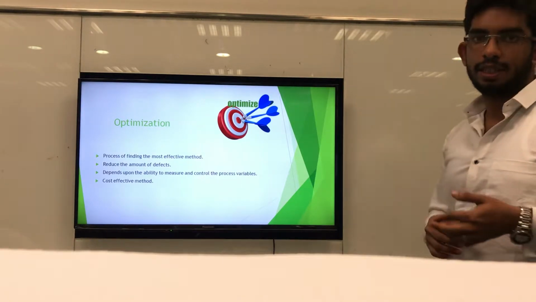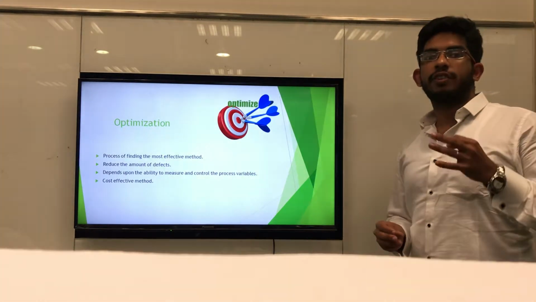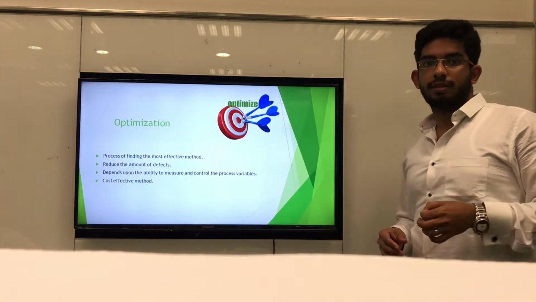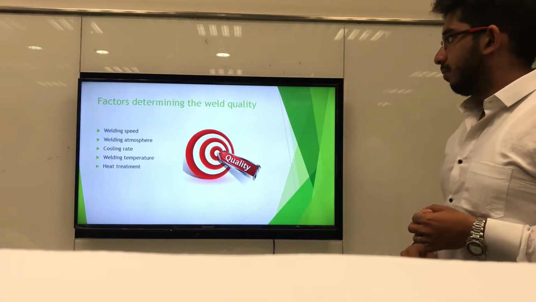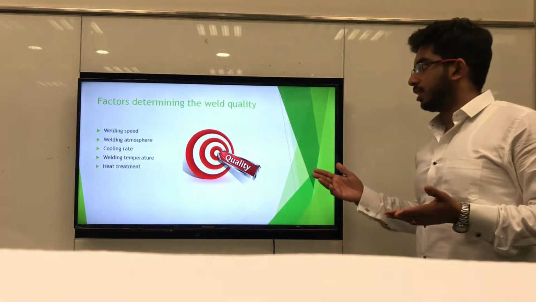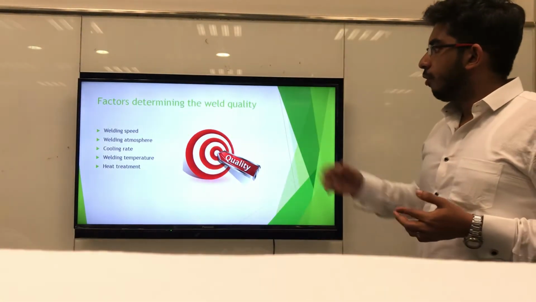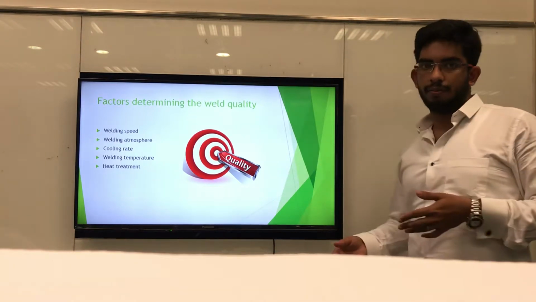general idea of optimization. Optimization is finding the most effective method to reduce the defects. It is one of the cost-effective methods. The major factors that can be subjected to optimization are welding speed, welding atmosphere, cooling rate, welding temperature, as well as the heat treatment.